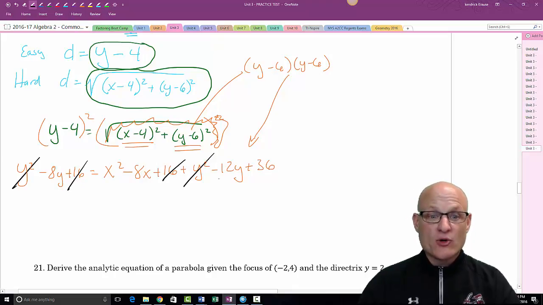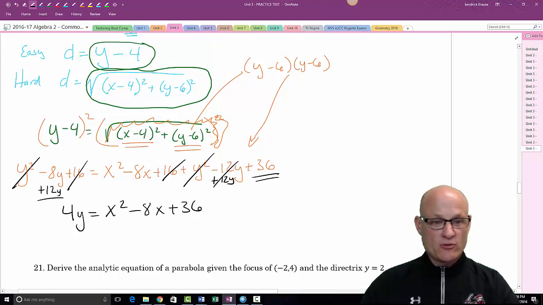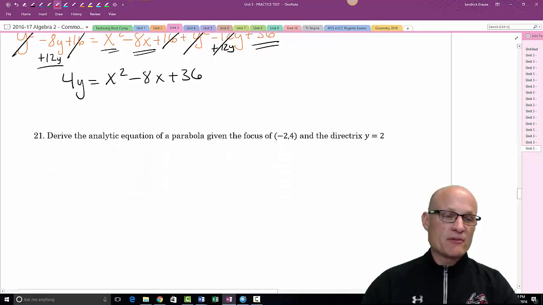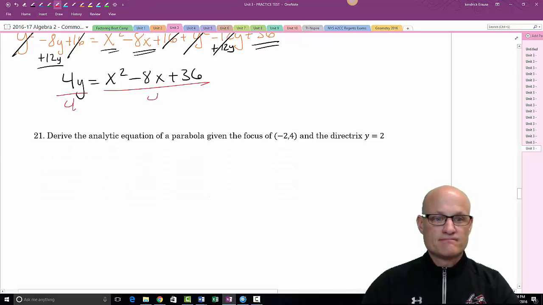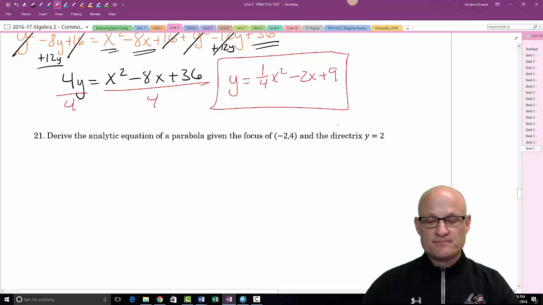Now we need to bring the y's over to the same side. So I'm going to add this 12y, and I'm going to add this 12y. So I get 4y equals x squared minus 8x plus 36. All the stuff that's left over. Well, I'm almost done. I just have to divide by 4. So I get y equals 1/4 x squared minus 2x plus 9. There it is. Only took 3 minutes. Let's try another one.